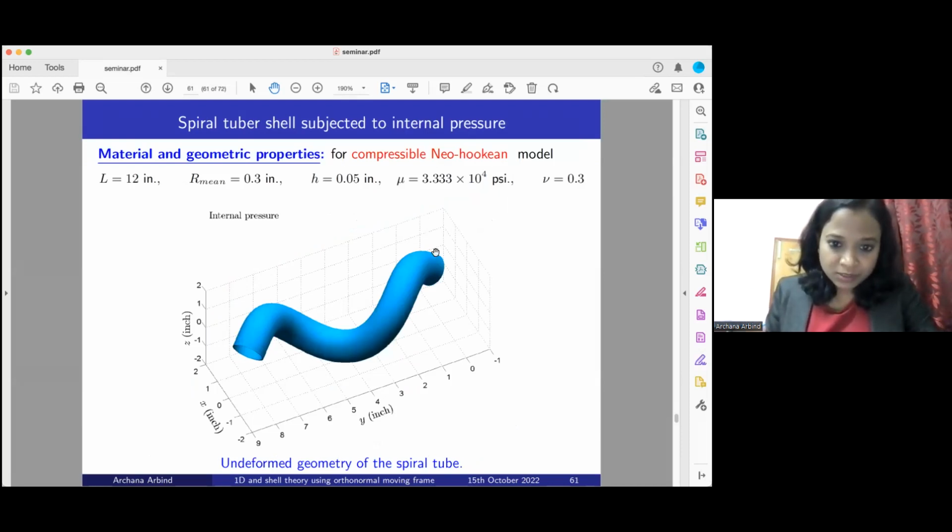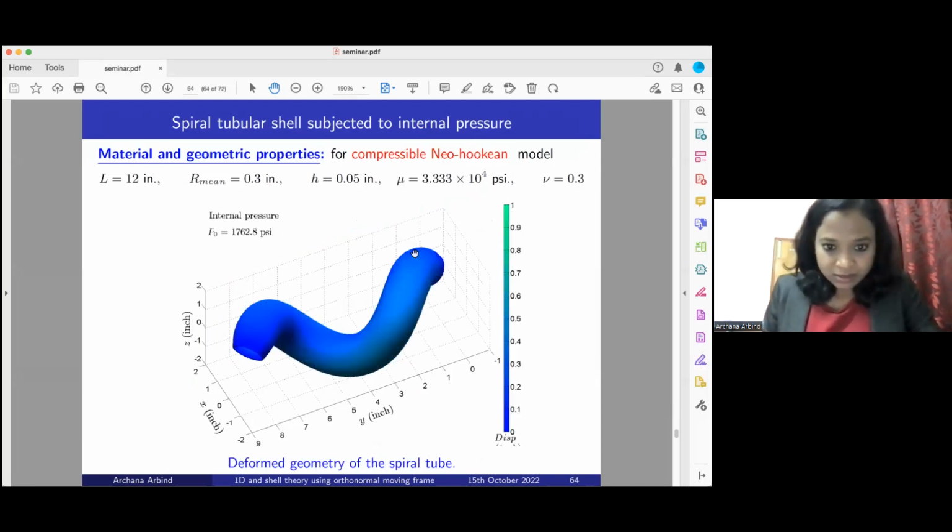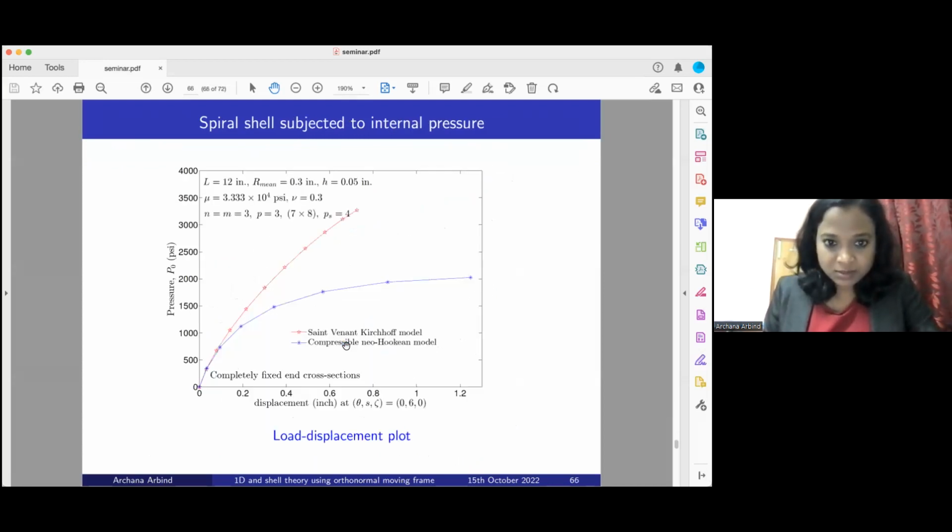This is a tubular structure. This is analyzed by shell theory, and here we have the mesh, under, again, internal pressure, and the deformed shape. So in this case also we have compared. This is a little bit thicker, so compressible Neo-Hookean and Saint-Venant give different results.